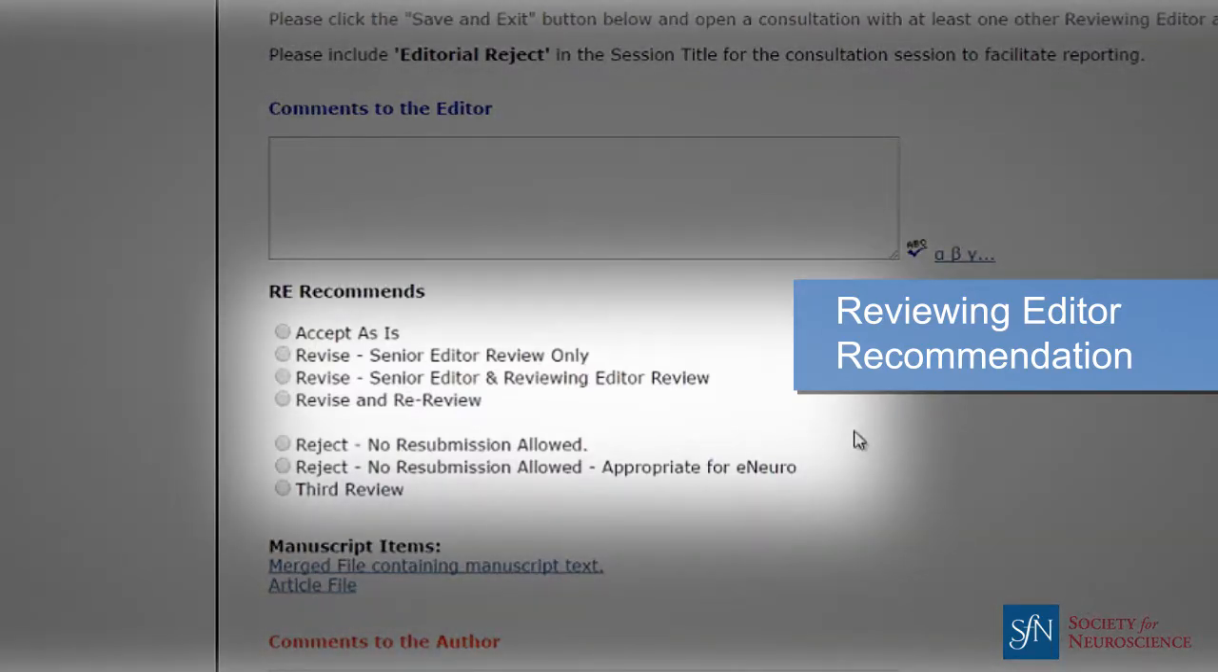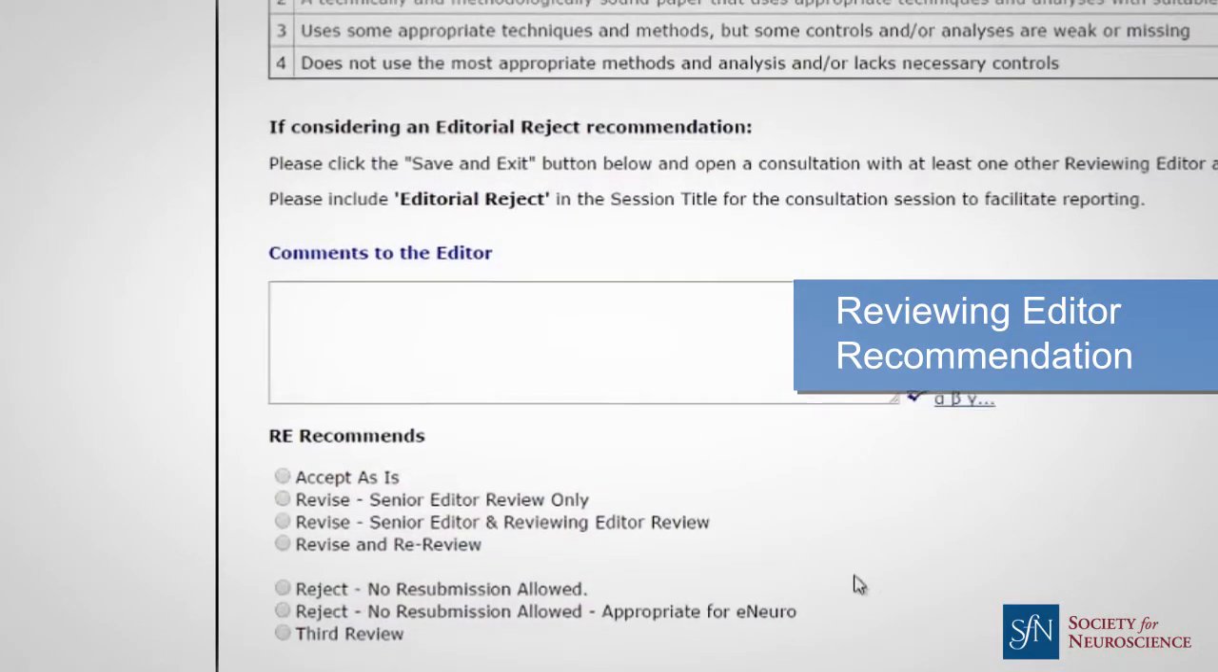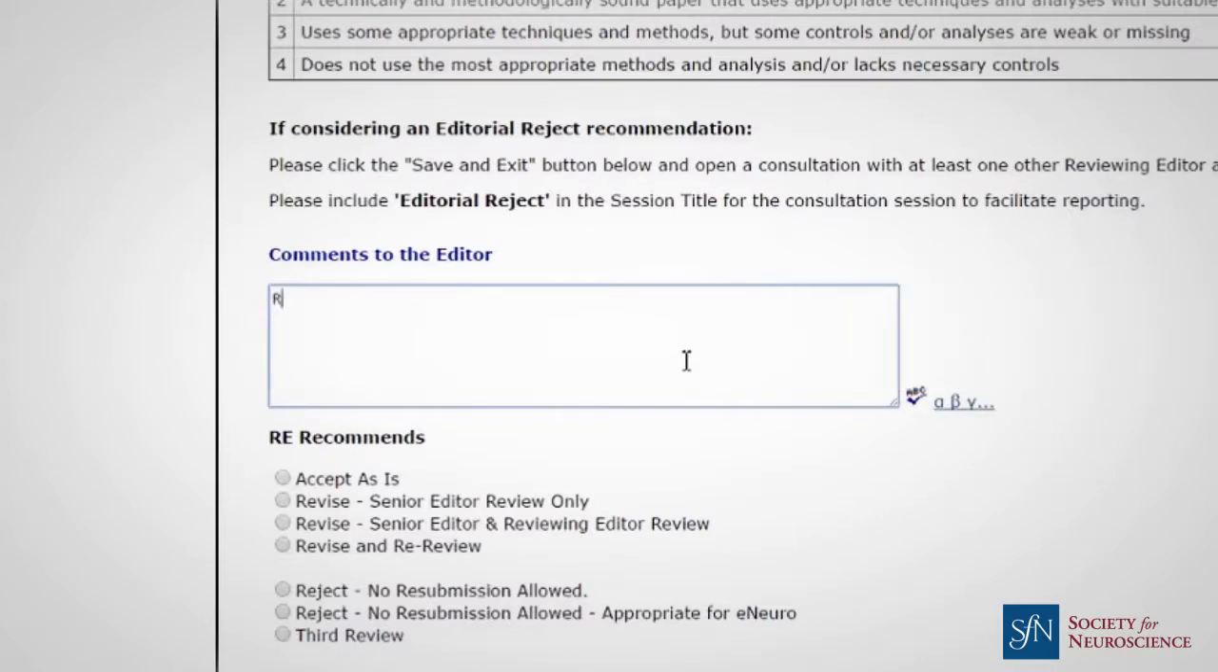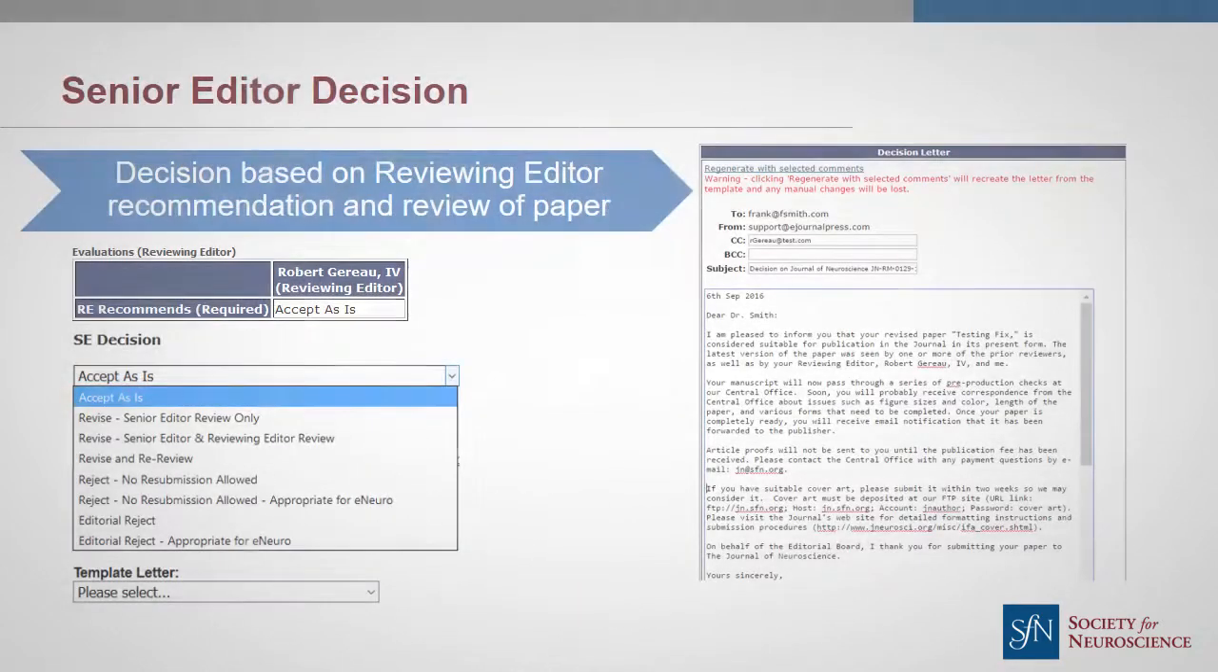The options for recommendation by the reviewing editor are to accept it as is, to revise with review just by the senior editor, revise with review by both the senior editor and the reviewing editor, revise and re-review by external reviewers, reject with no option to resubmit, and to reject with no option to resubmit but with a recommendation for consideration by eNeuro. At the end of this process, the reviewing editor writes a short justification for their recommendation to the senior editor and has the option of writing additional comments directed to the author.